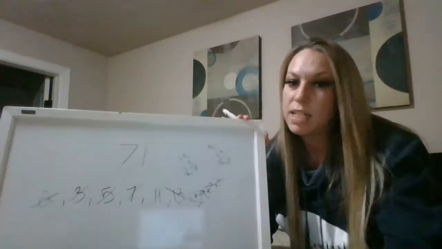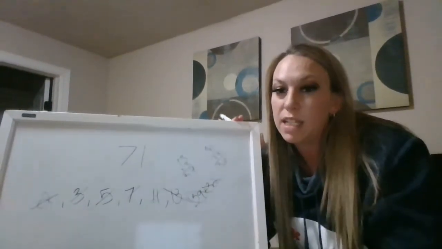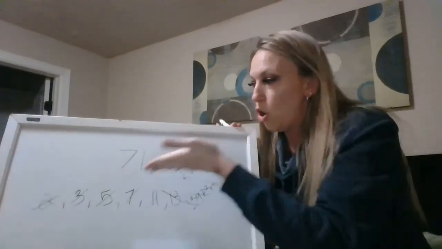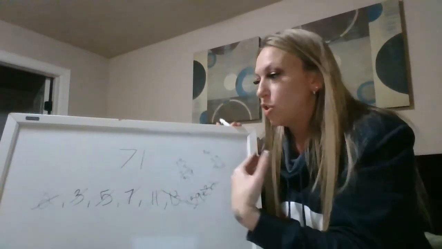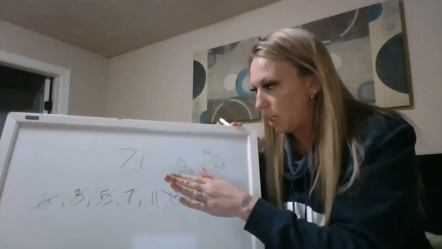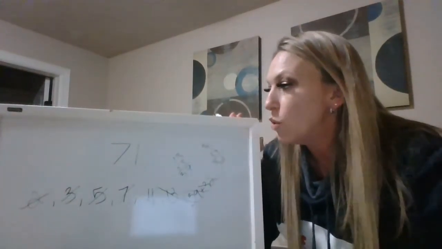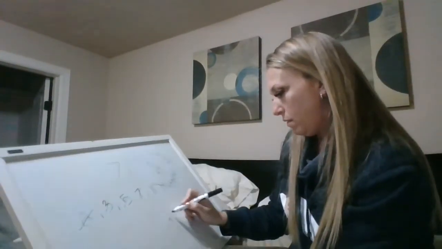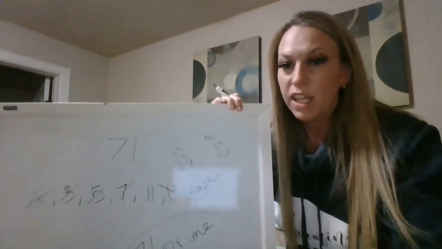Based on my divisibility tests and my multiplication facts, as well as my multiples of 10, there is no other divisor that will work besides 1 and 71. So in conclusion, based on my testing and my methods that I used in trying to find out if this is a prime or composite, I'm going to conclude that 71 is indeed a prime number. 71 is a prime.